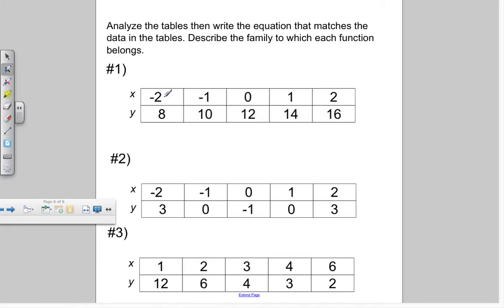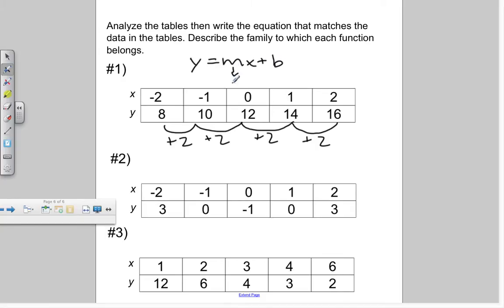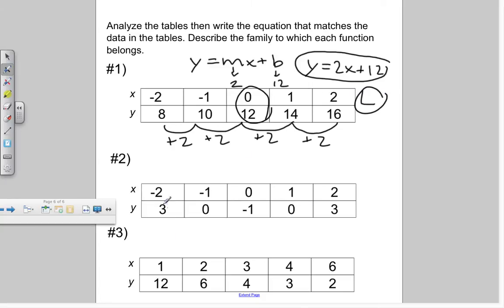So I look at the values here. This is growing by 1. What's happening to my y values? Looks like I'm adding 2, adding 2, adding 2, adding 2. That's steady growth. Oh my, it must be linear. So if it grows by 2, that means that I've got to follow y equals mx plus b. My m has to be 2. Where do I find my b? Right here, 12. So my b is 12. So when I write the equation, I get y equals 2x plus 12. Linear.